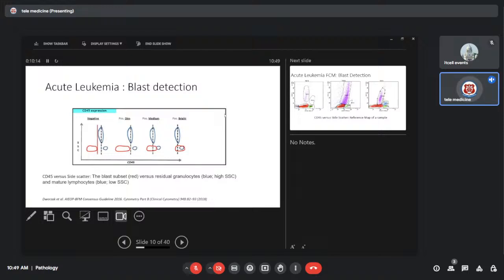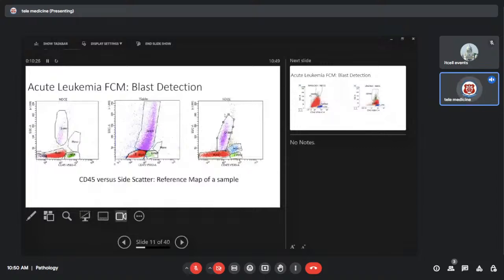They can have this expression which can be bright. They can even go to negative. So you say that there is no blast in the sample. We'll see more of it. This is a case where there was monocyte, monocyte, granulocyte, and here there was nothing. Now this region is the blast region.